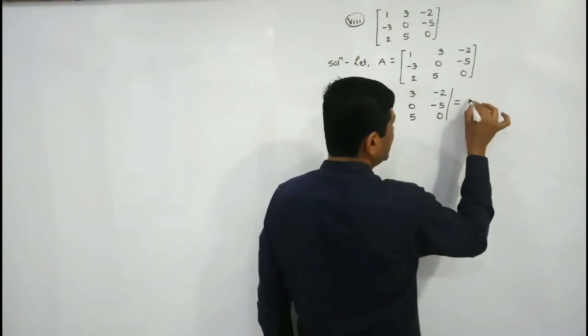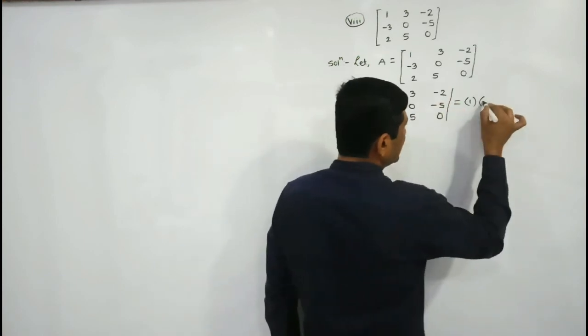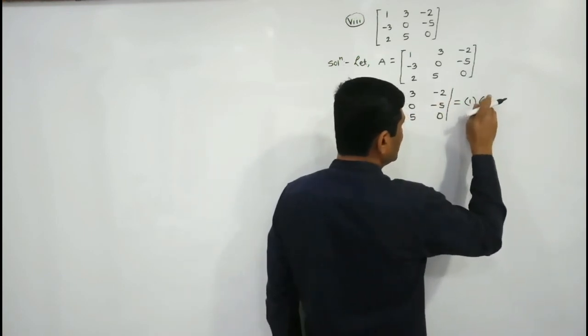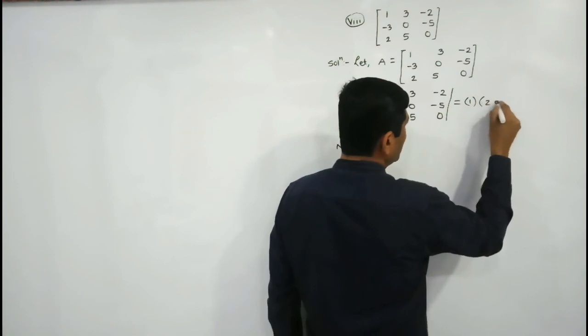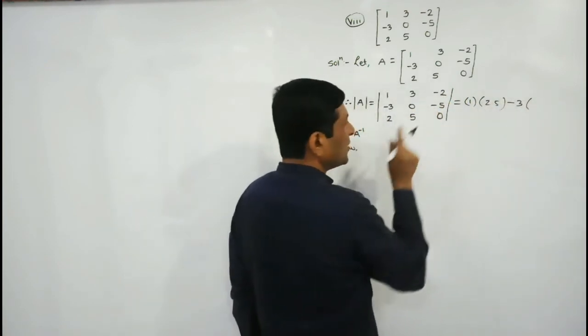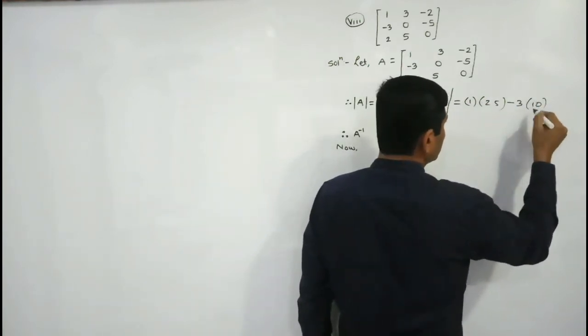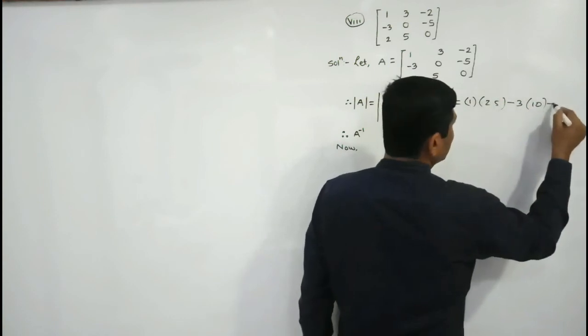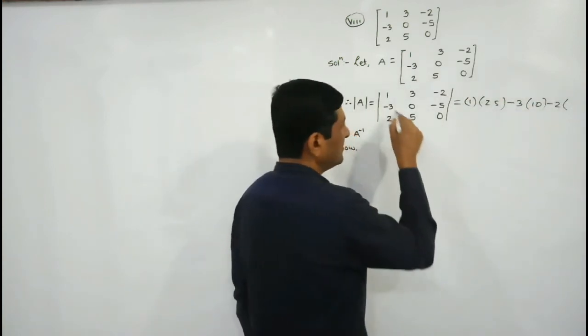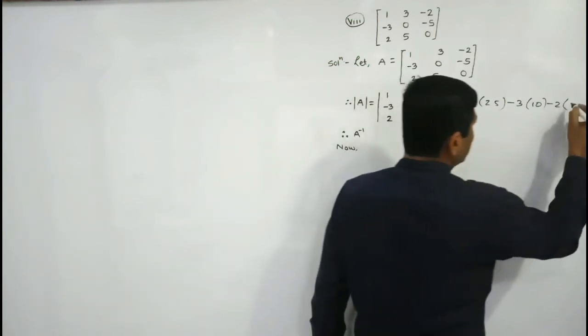Keep this 1 as it is. 1 into 0 minus minus means plus 25. So here we will get 0 plus 25 will be equal to 25. If plus 3 is there, then we are taking minus 3, delete this column. So 0 minus minus means plus 10. 0 plus 10 will be equal to 10. Here minus 2, keep it as it is, delete this column. Find out determinant of these 4 elements. Minus 15 minus 0 is minus 15.